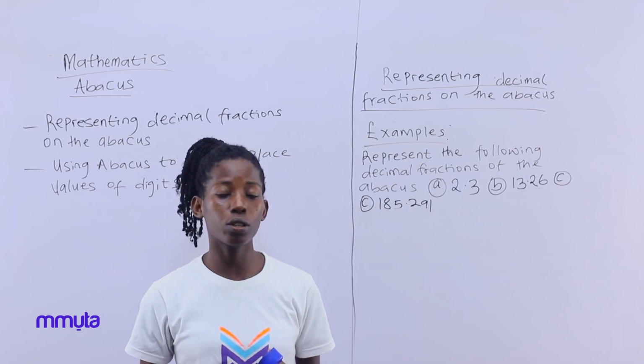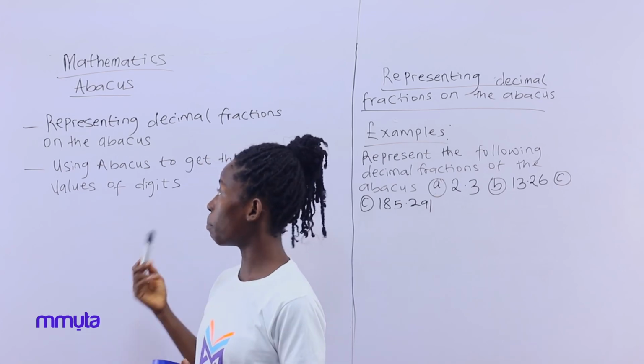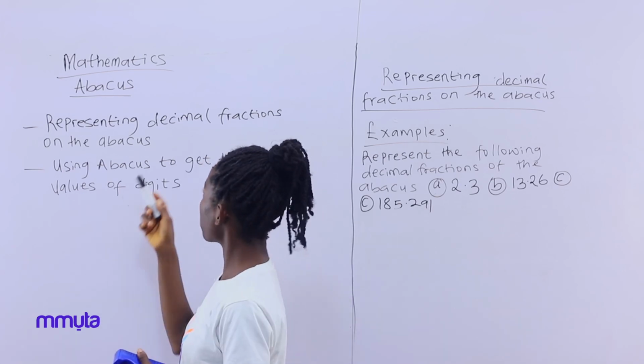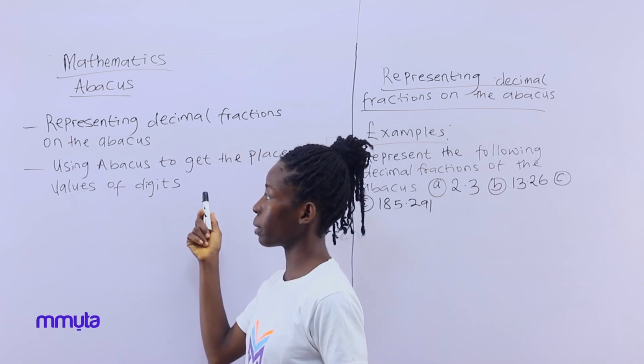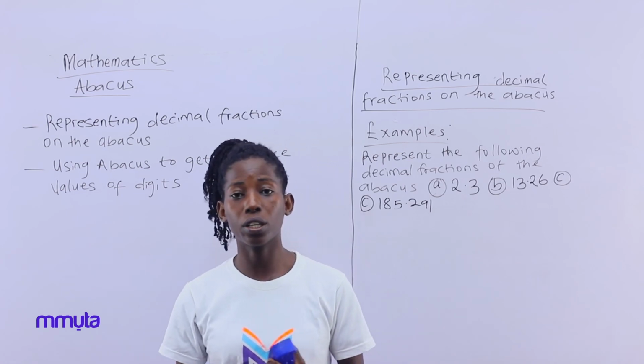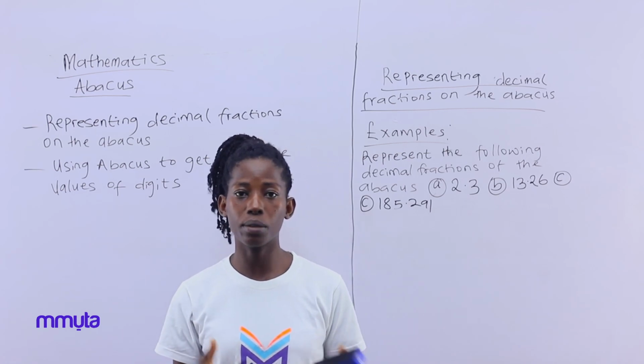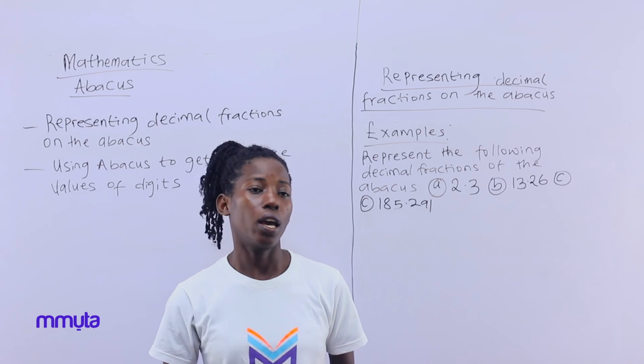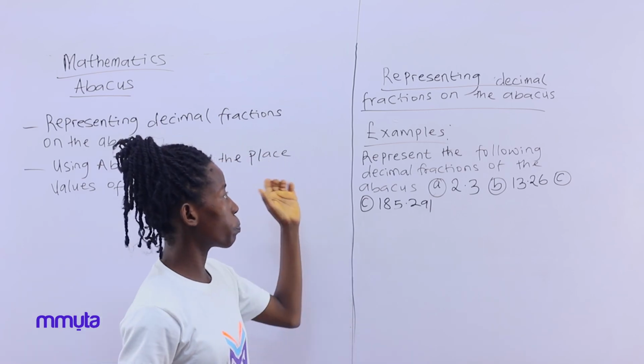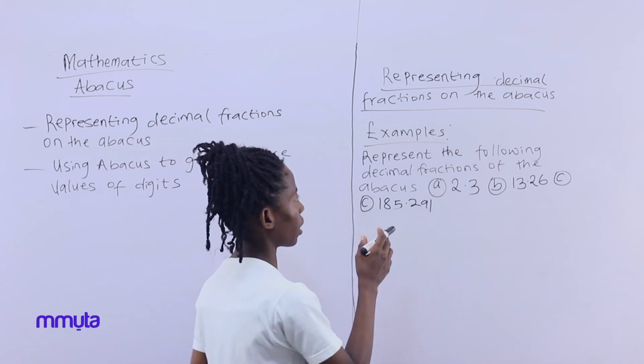Class, today we're going to continue with our lesson on the abacus. We're going to be looking at representing decimal fractions on the abacus, and next we'll look at how we can use the abacus to get the place number of digits. And we begin with representing decimal fractions on the abacus.